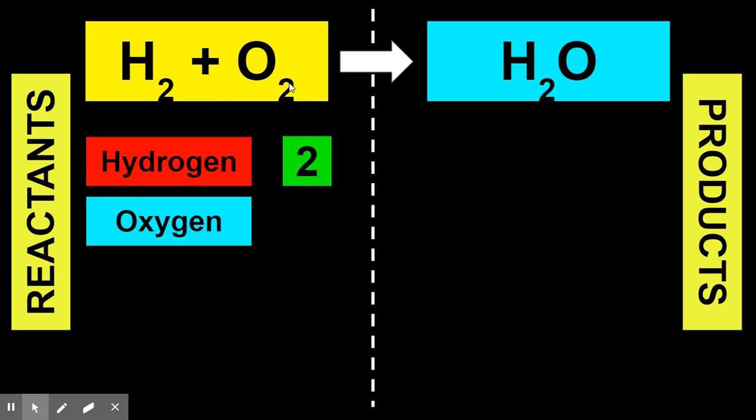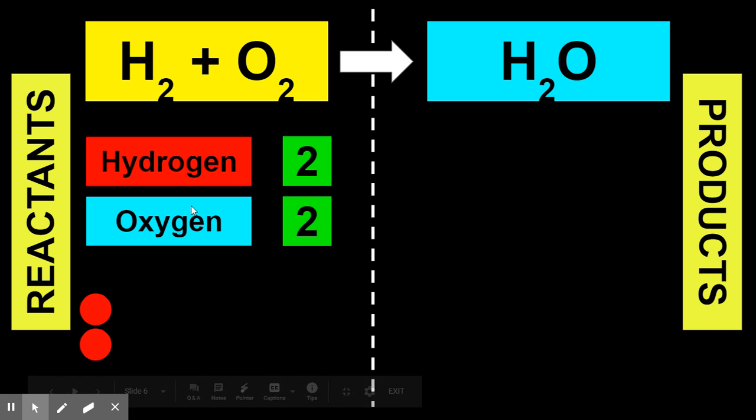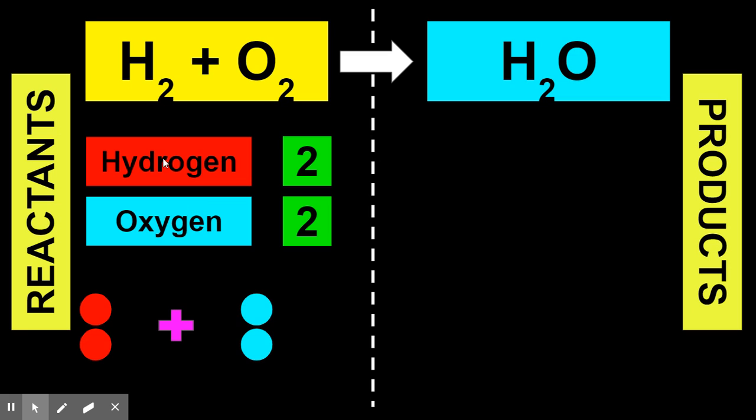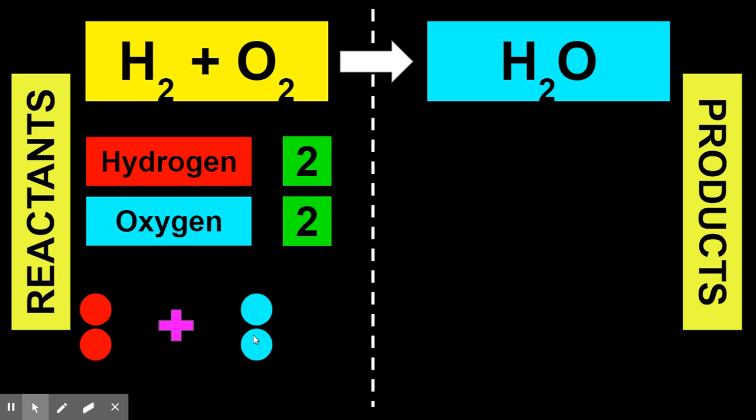And this subscript here tells us that, in the model, there's 2 atoms of hydrogen down here, sorry. And then there are 2 atoms of oxygen. So what's happening is we're taking this molecule of hydrogen and this molecule of oxygen, and we're combining them. Okay. Now let's go ahead and look on the right side.